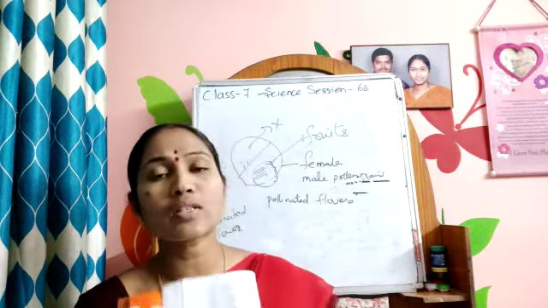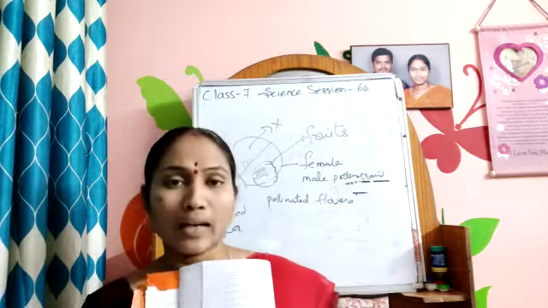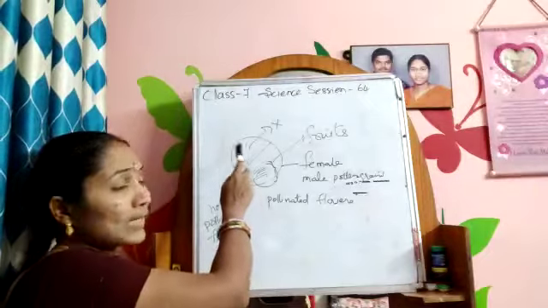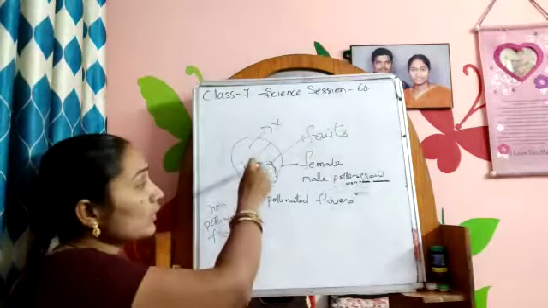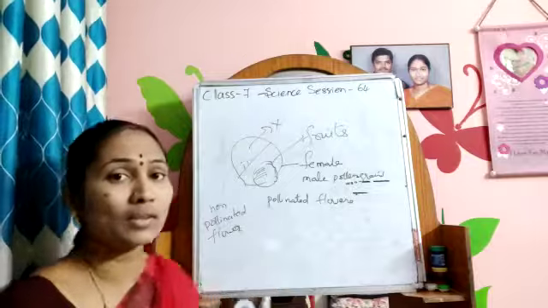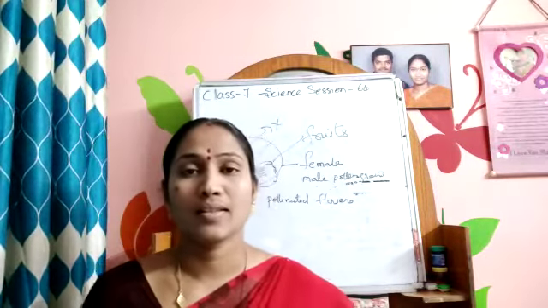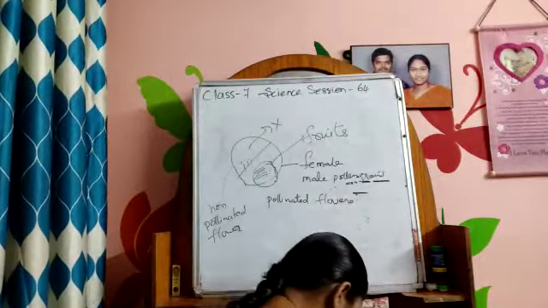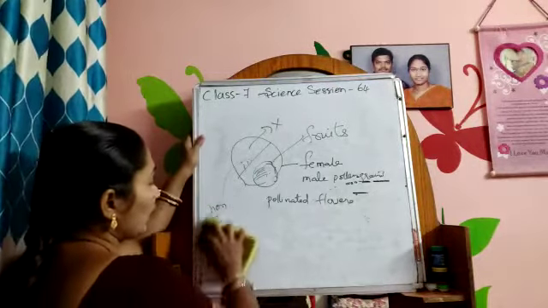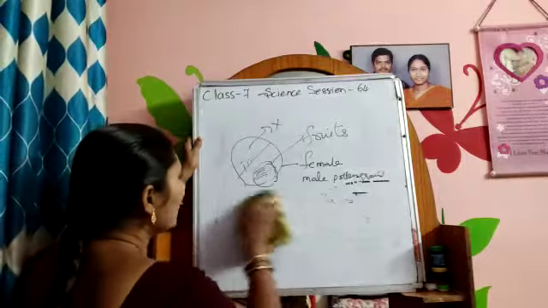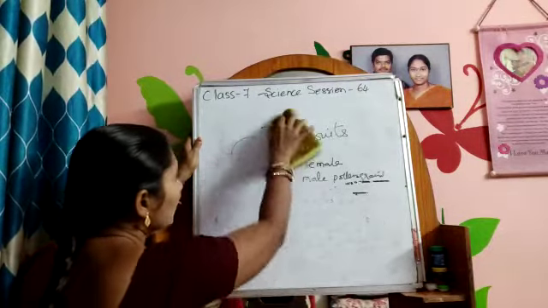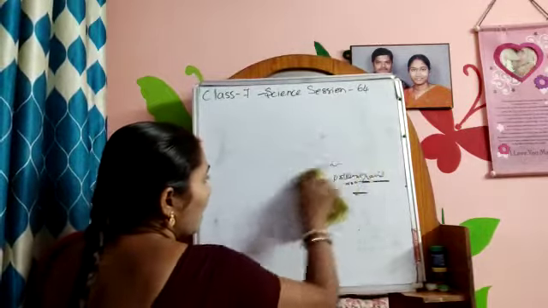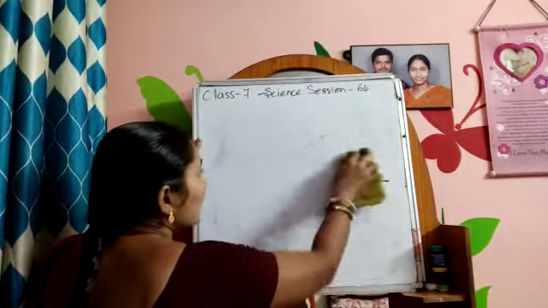Sometimes this pollination occurs with the help of the air. So what does the air do? It will carry the pollen grains from the male flower and leave them on the female flower. So this air is called an agent. Sometimes with the help of water. Even water will also carry the pollen grains from one flower and it will stop on another flower.